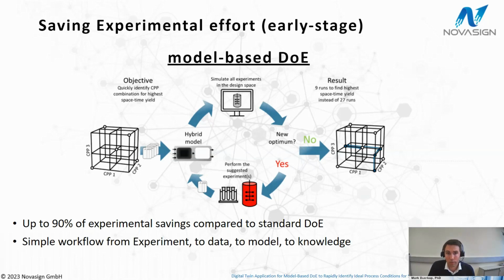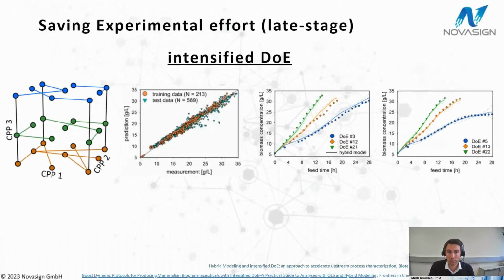And also, this was already published down there. It's a simple workflow from experiment to data to model to knowledge, because all of that is covered in the digital twin, and all of this knowledge is stored. So a new employee can open this tool, look at the process model, play with it, and understand, okay, how temperature, how feeding rate, how dissolved oxygen really affects your process with respect to productivity or glycosylation, or whatever is the factor you want to optimize.